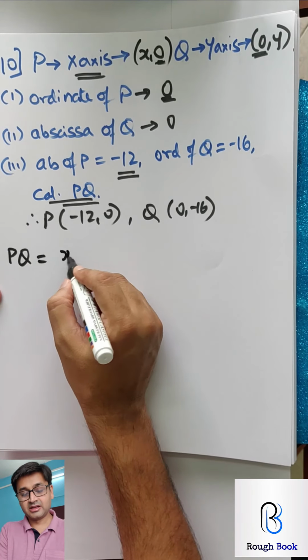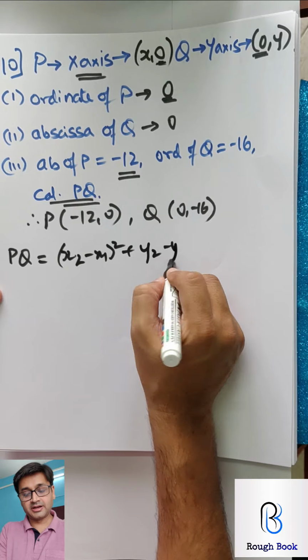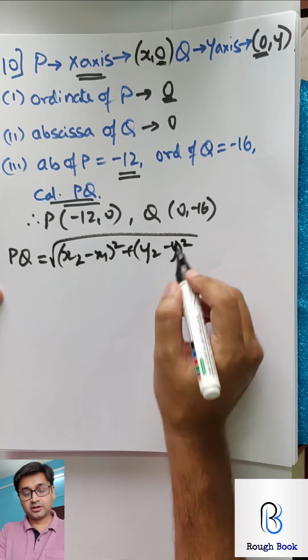Come on, start applying. x2 minus x1 square, y2 minus y1 square under the root.